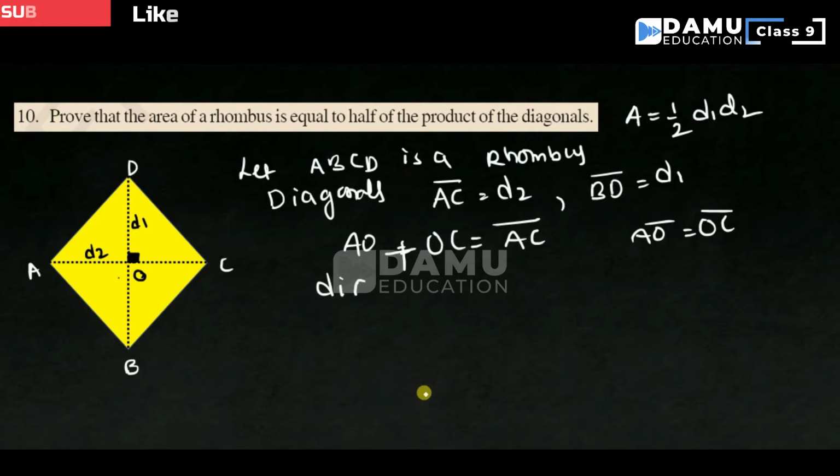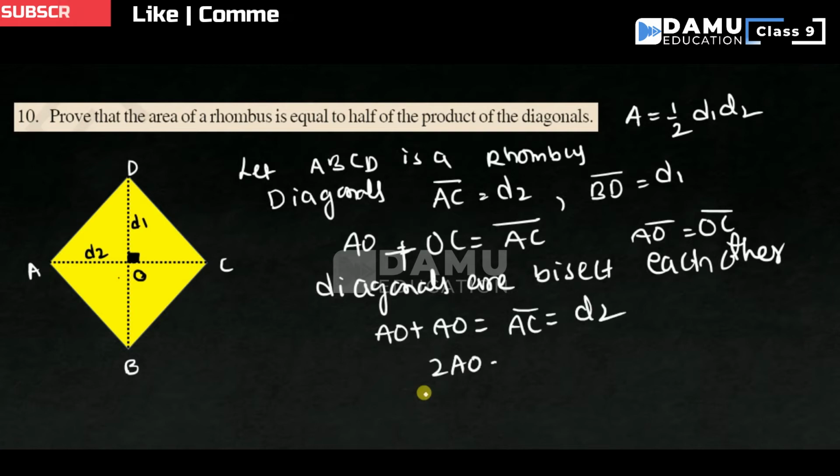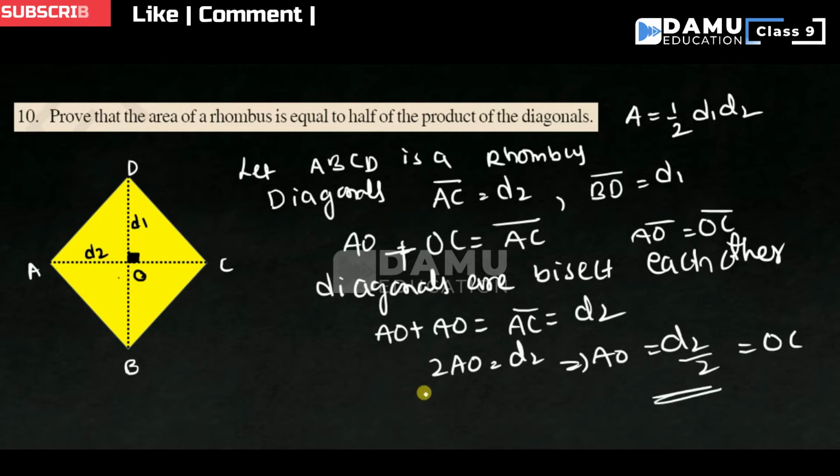The diagonals bisect each other. Bisecting means making into two equal halves, that is AO plus OC. So AO plus AO will be equal to AC, that is D2. Then 2AO will be equal to D2, so AO will be equal to D2 by 2, and OC is also D2 by 2. So we have calculated this.